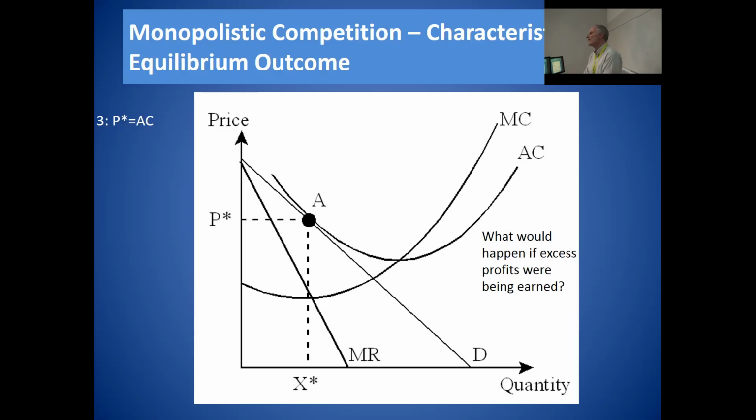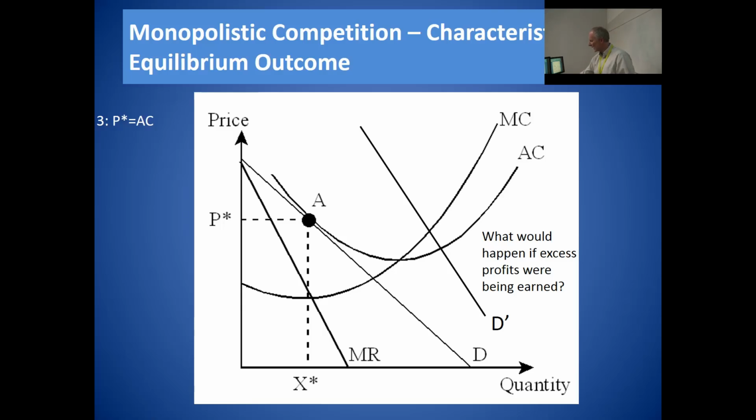Well, what would happen if there were excess profits? In terms of the demand curve, if excess profits were being earned, that would mean that price is greater than average cost. That's what it means if you earn profits. The price that you charge is greater than the average cost of producing those units. So, if profits are being earned, there must be some prices that are greater than average cost. So the demand curve must cut the average cost curve.